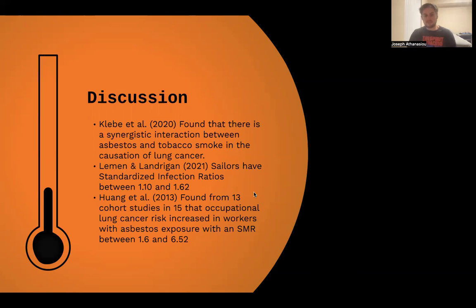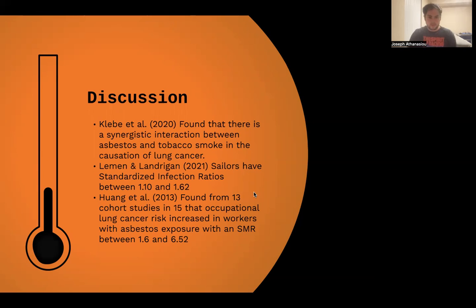Moving on to Lemen and Landrigan in 2021, they looked at the data they could find on sailors and found that they have a standardized infection ratio between 1.10 and 1.62. Sailors are an exposed group when it comes to asbestos.